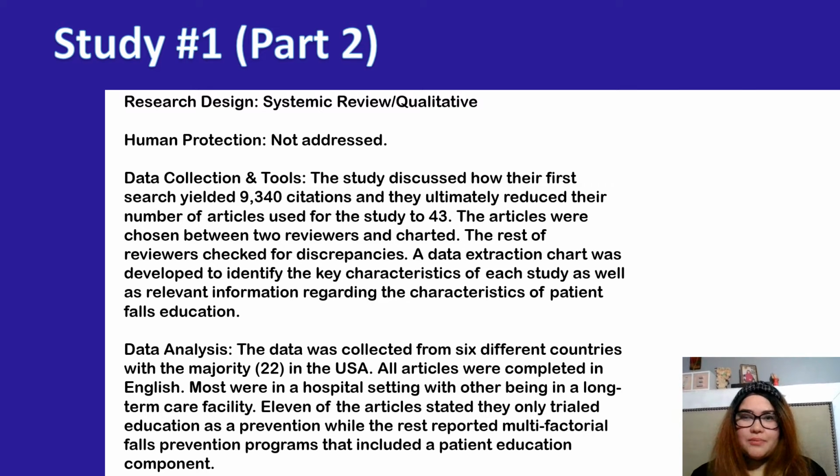The two independent reviewers did find over 9,340 citations, and they reduced their articles to only review 43. A separate person was used just to make sure that the articles they used were free of discrepancies, and then they made charts and put in the different types of methods used in each article. The data they collected was from 6 different countries, mostly in the US. 22 of the 43 articles were from the US, and some were in long-term health care facilities, but most were in hospitals.